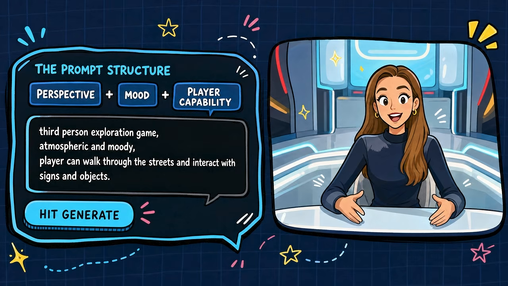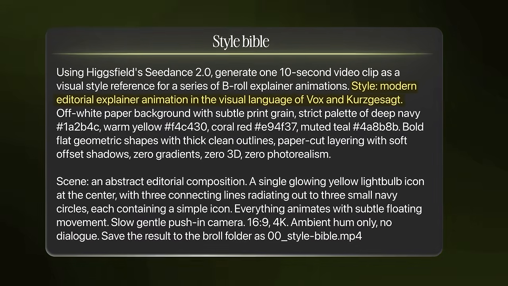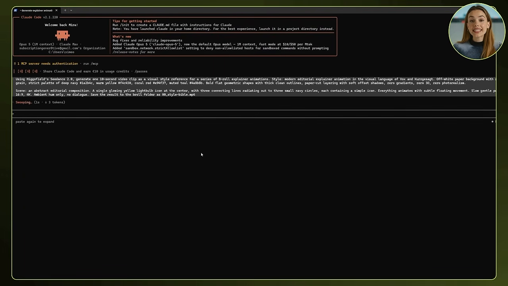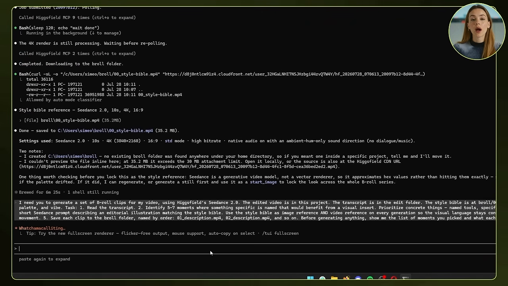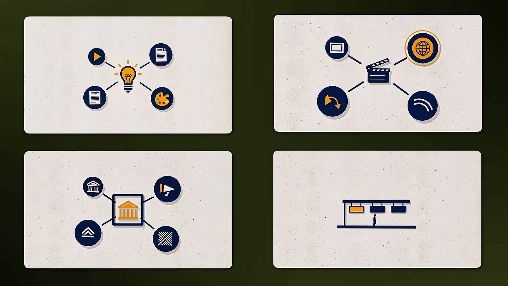Whatever your channel's look is, minimal, colorful, dark, animated, you describe it once in the style Bible, and every clip after that speaks your language. We'll grab the style Bible prompt from the pack, paste it into Claude, and let CDance 2.0 handle the rest. And from now on, every clip we generate uses this as its reference, which is exactly what keeps everything looking like one video instead of a bunch of random ones.